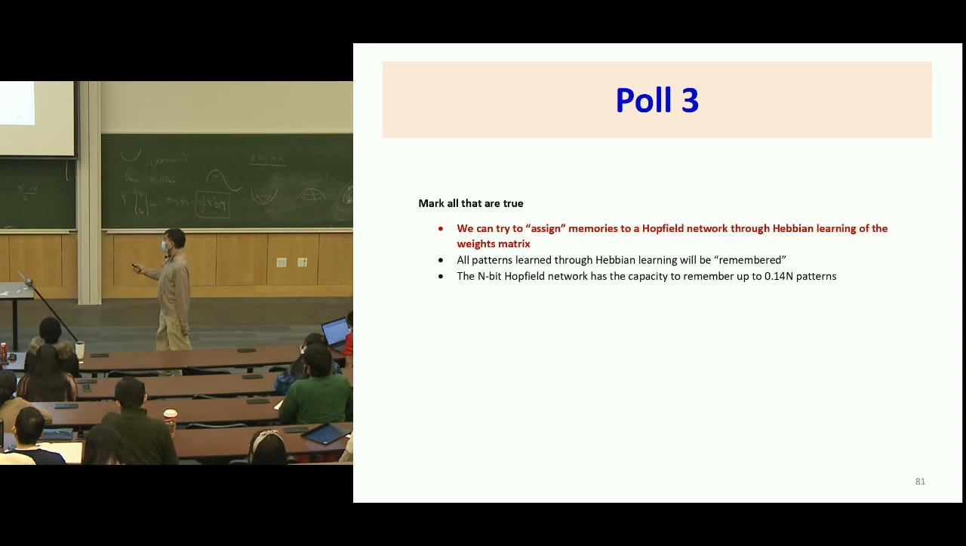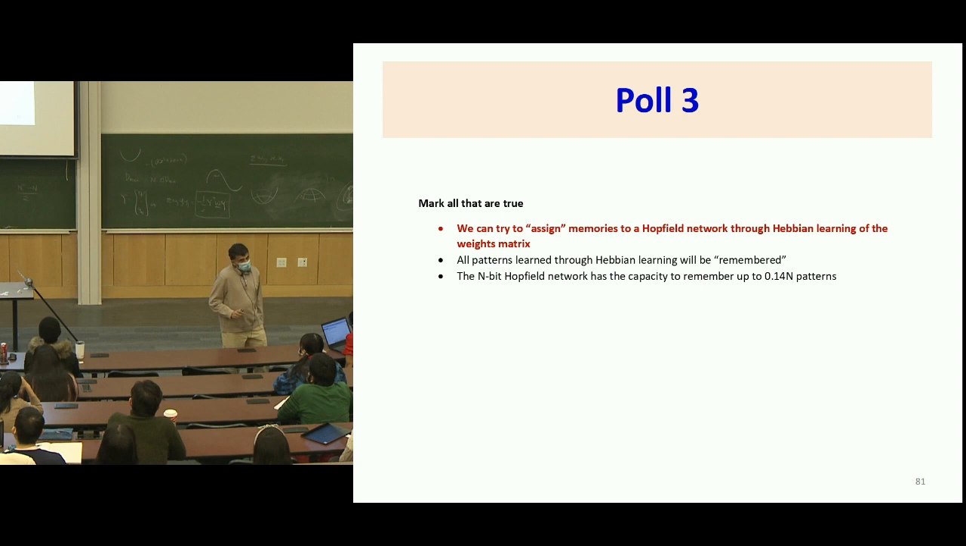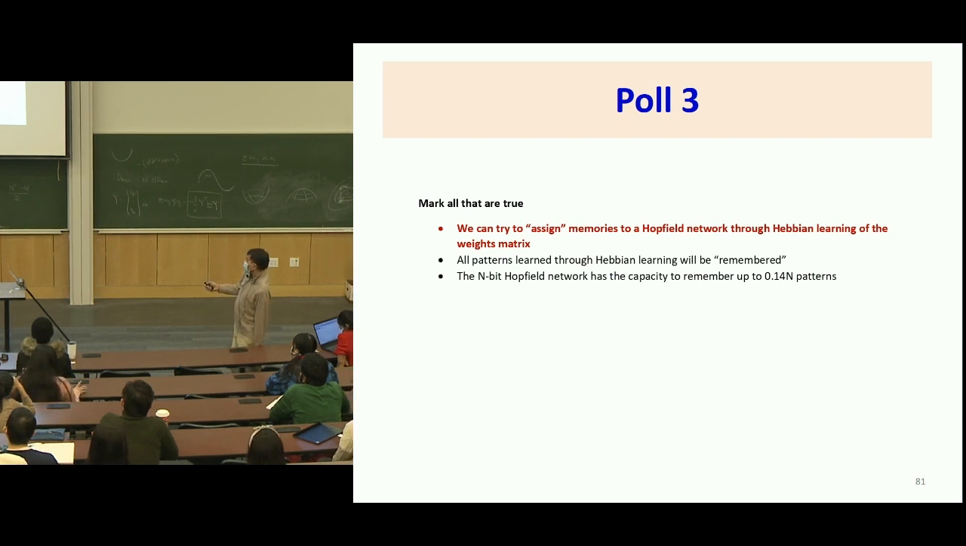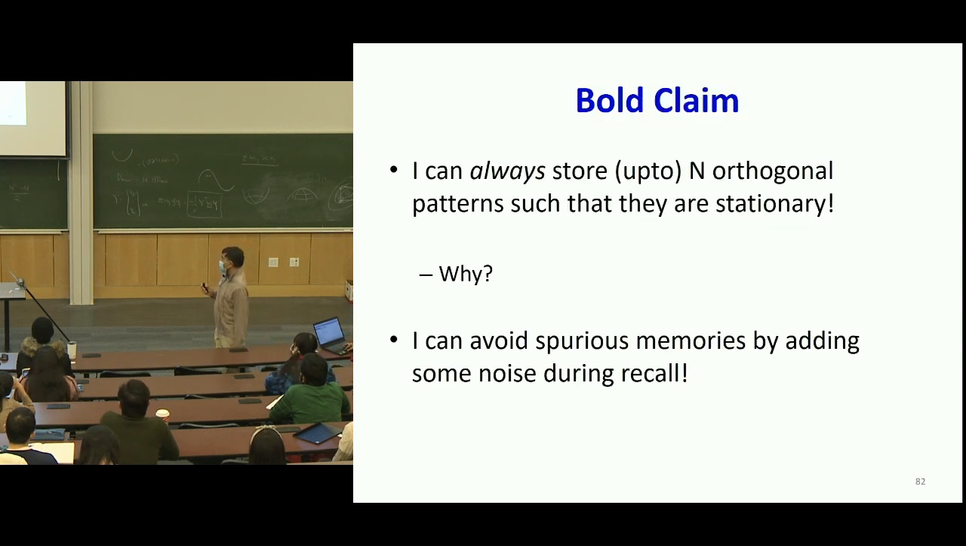But basically, what we are saying is we can try to assign memories to a Hopfield network through Hebbian learning of the weights matrix. And not all patterns trained through Hebbian learning will be remembered. Also, the n-bit Hopfield network has the capacity to remember many more than 0.14n patterns, as we just saw. So how do we explain this?